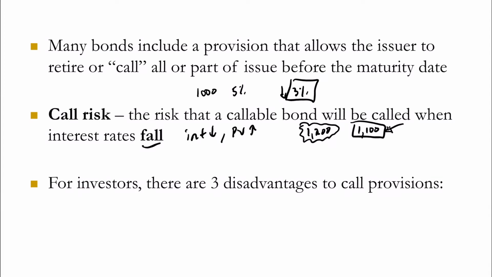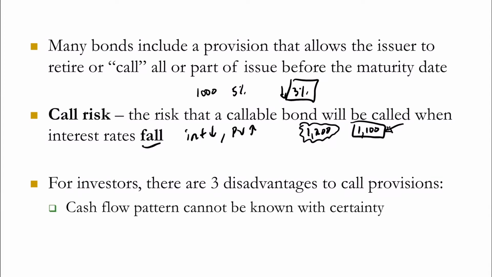So for investors, there are 3 disadvantages to these call provisions. First, the cash flow pattern cannot be known with certainty. So is the bond going to be called or not? Also, the investor is exposed to reinvestment risk. Hopefully you remember that reinvestment risk is the concern that interest rates will drop and you will have to reinvest future cash flows at a lower interest rate.